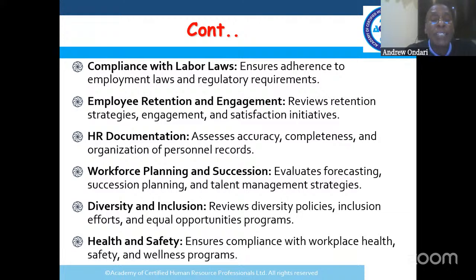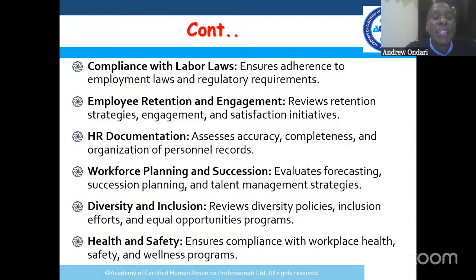Some of the retention strategies, if I may mention, include compensation strategies or benefits. So there must be adequate compensation and benefits for employees to be retained. The other retention strategy is opportunity for growth and development. That means equal opportunity for promotion and advancement to other higher levels.